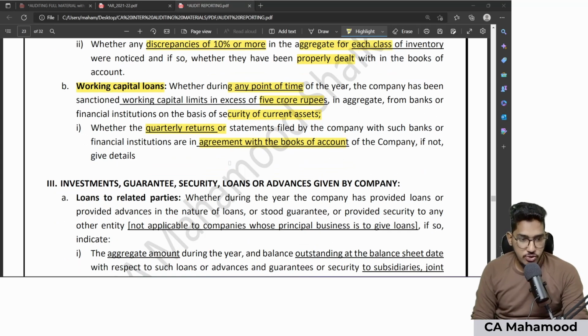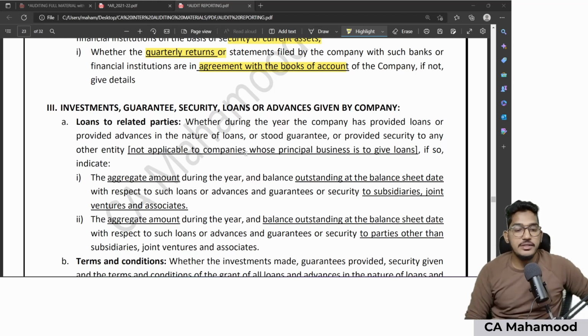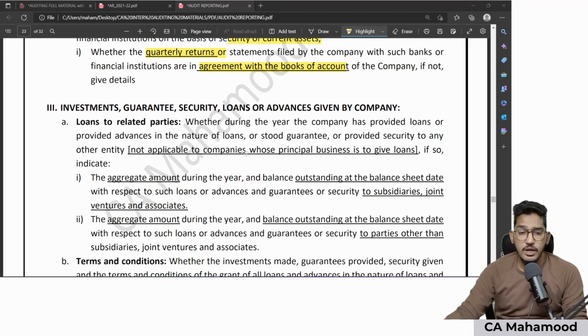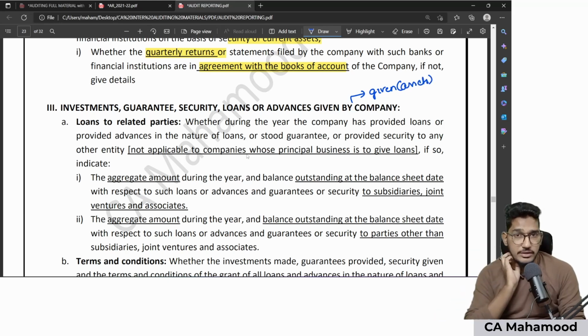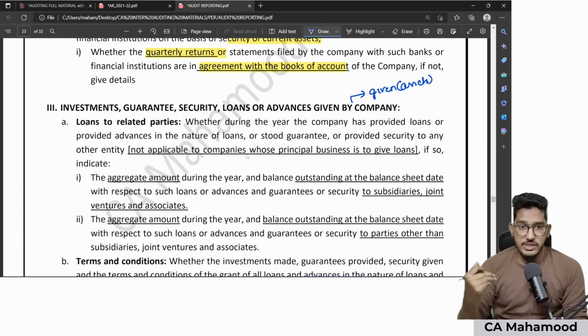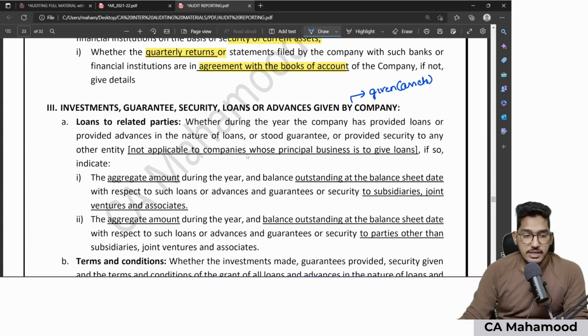So point number 3 is talking about investments, guarantees, security, loans or advances given by the company. So this third point is regarding loans and advances which are given by the company to others. That means this is also talking about assets of the entity, the loans which your client company has given to others. So now in this also 6 points are there. Let us try to understand them.